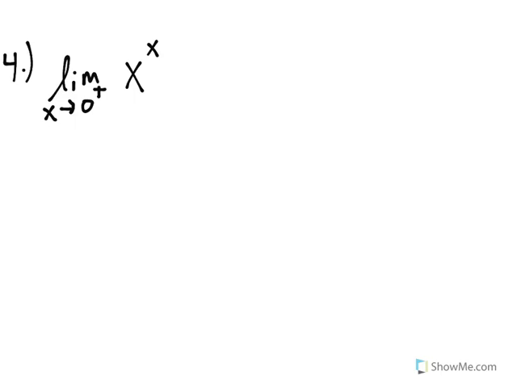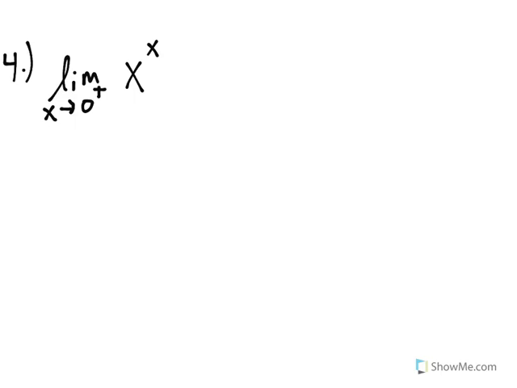Limit as x goes to 0 from the right of x to the x. This is a weird situation, okay? Let me point this out. We know how to deal with it if it looks like x squared. We know how to deal with it if it looks like 2 to the x, but x to the x is really weird. We haven't really seen that where you have a variable both in the base and in the exponent. That is a weird case.